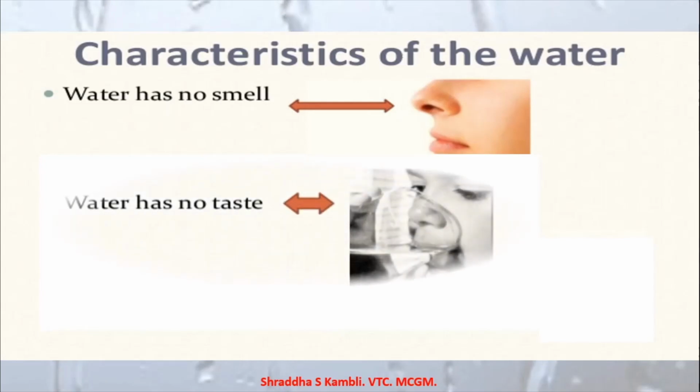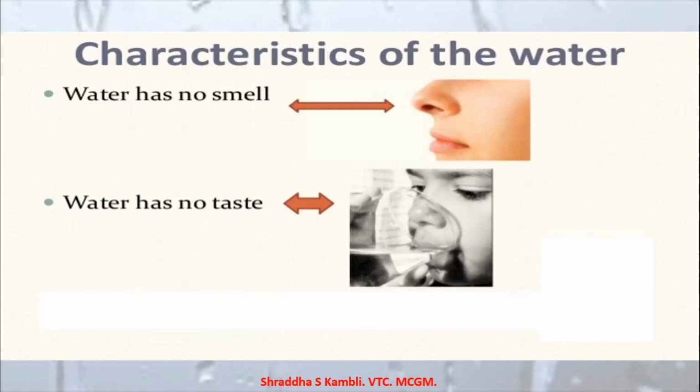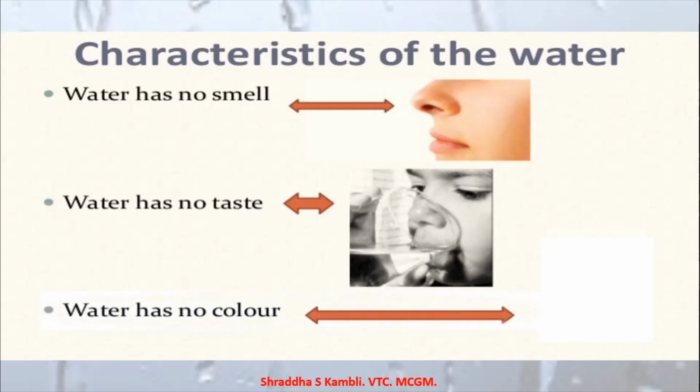We also saw that water has got no taste. Remember, we talked about taste of mangoes, taste of the tamarind, etc. And we discussed that water has got no taste at all if it is pure. We also saw that water has no color. So water is odorless, tasteless and colorless. That means it has no smell, no taste, no color. So these are some characteristics or qualities of water that we learned.